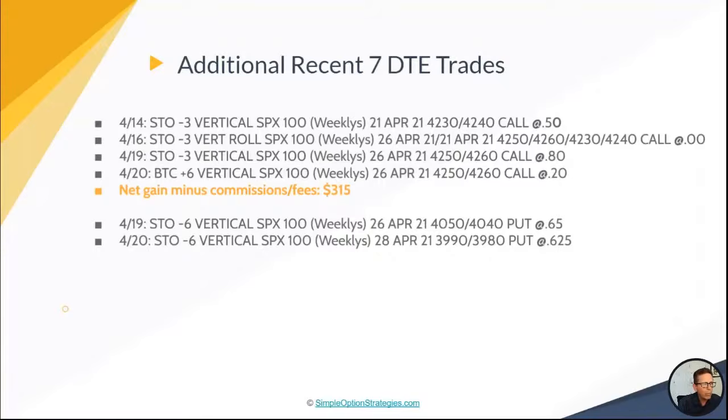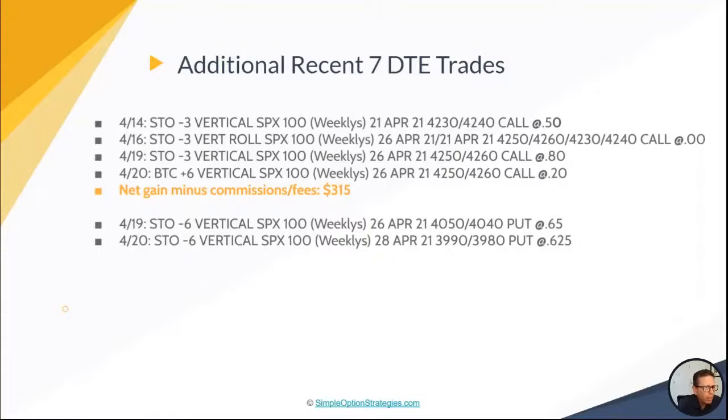So after that, when the market did start to come down, I added three positions for 80 cents. And then ultimately on the 20th, I closed it for 20 cents total. So that trade there, even though I was using lower premiums, still netted me $315 minus the commissions and fees.